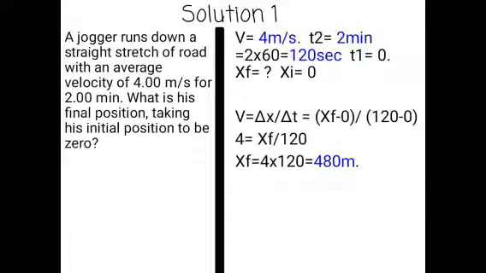V, the average velocity, is equal to displacement over time interval. So 4 is equal to the final position minus 0, the initial position, all divided by 120 seconds. So you're not going to cross multiply. Your final position is going to be 4 times 120, which equals 480 meters. That's very simple. 480 meters. Moving on to the next question.